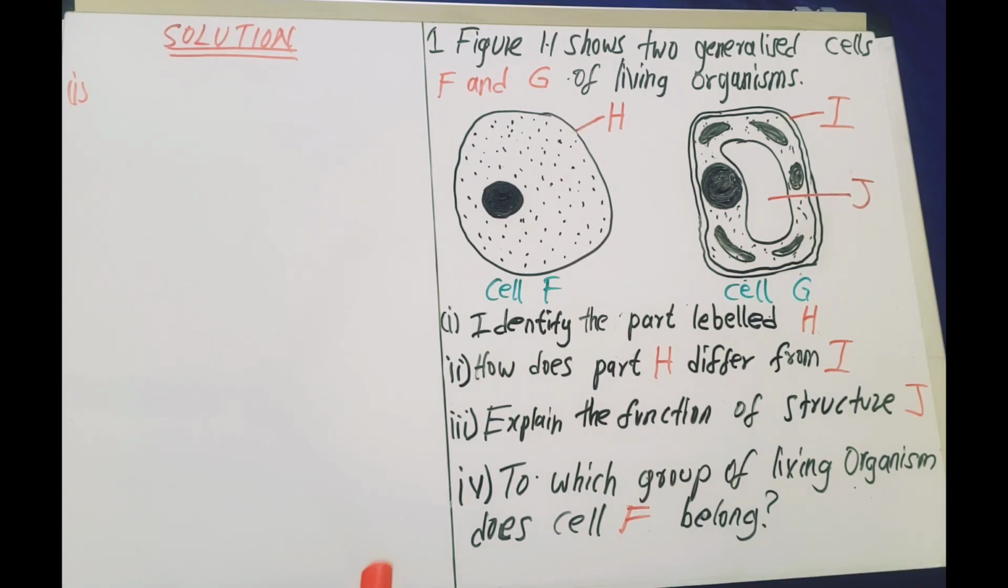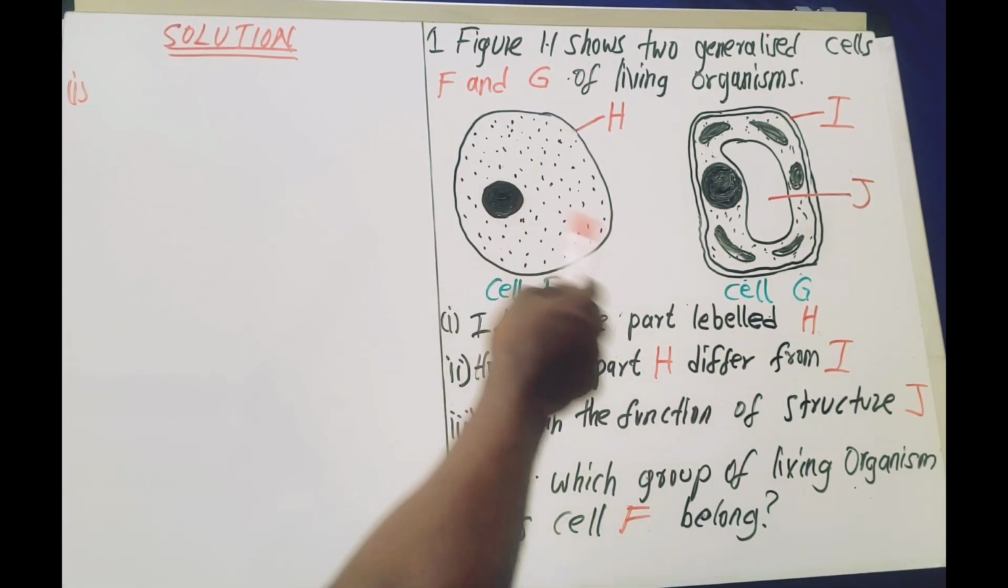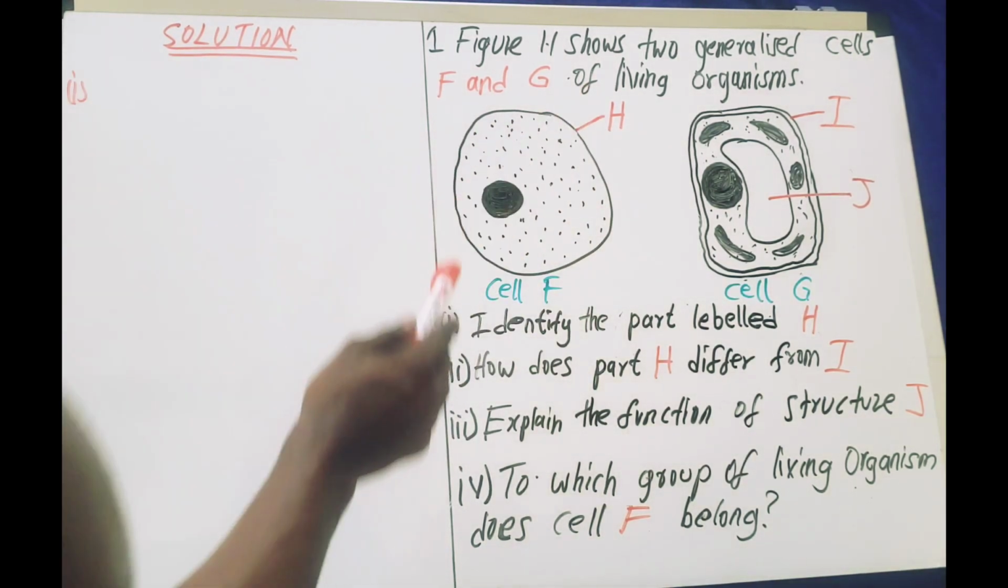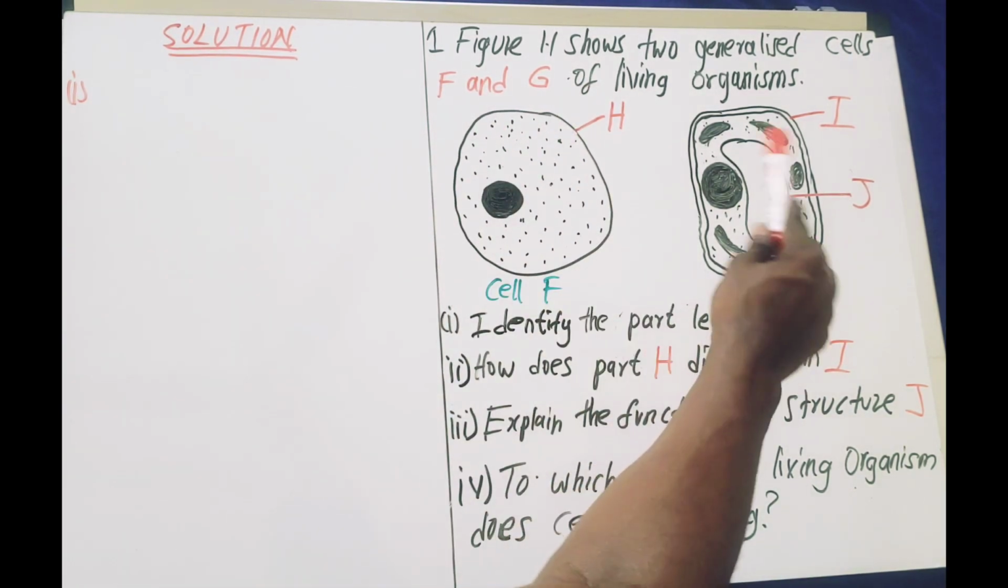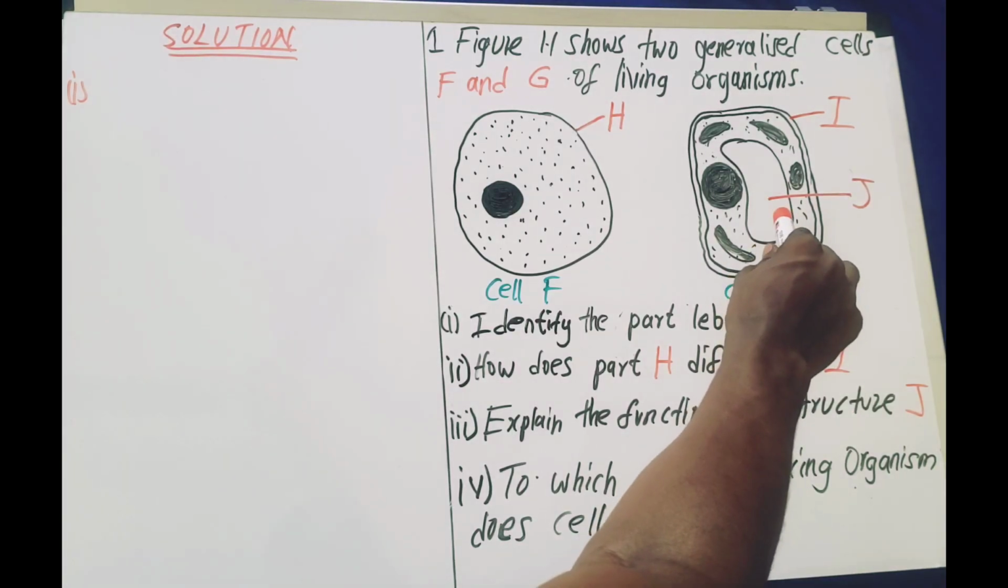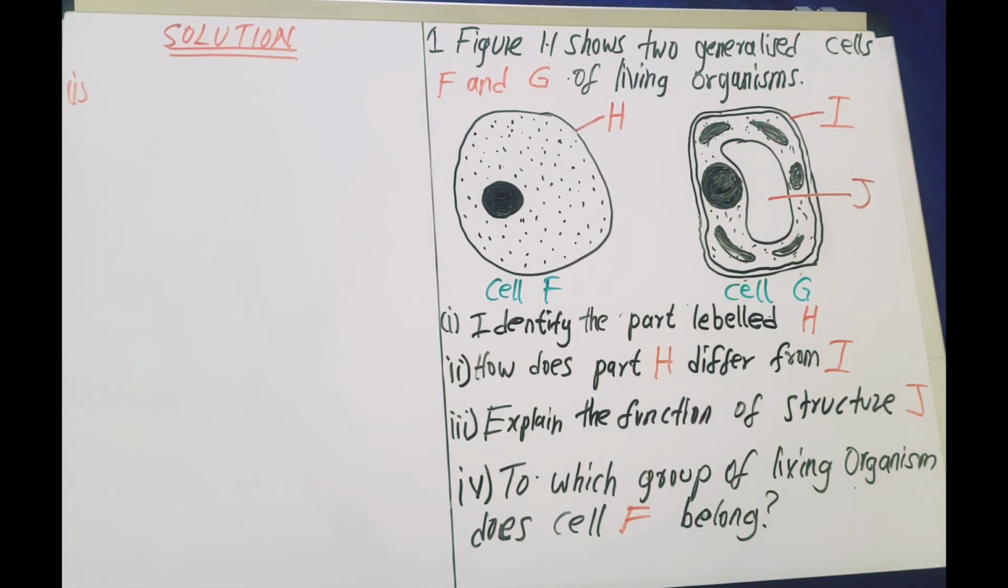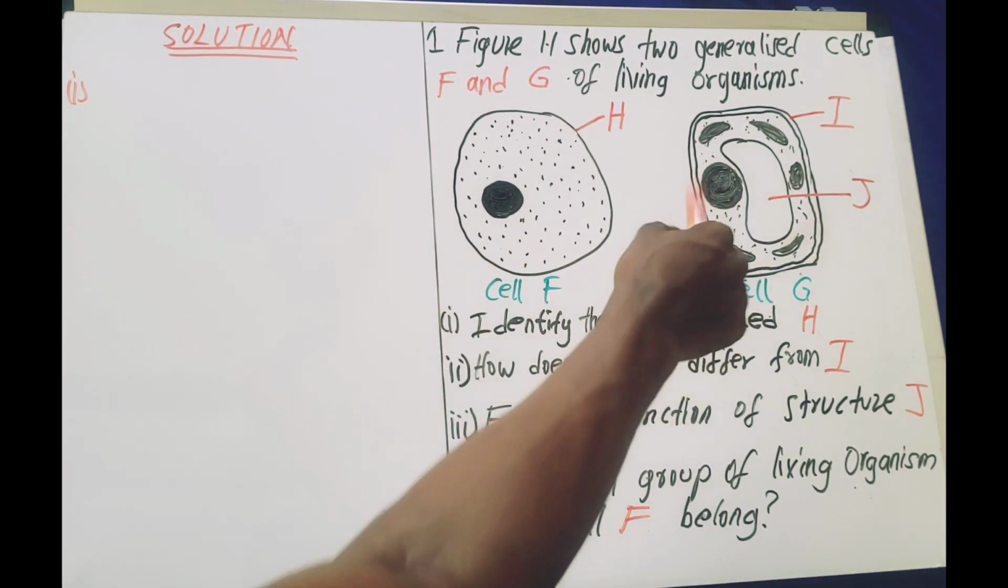Okay, and so this is cell F and this is cell G. And question 1 reads, identify the part labeled H. What is this part H? Because we have H and here we have J in the center there, and the outer part I. So what is H? Well, before you answer, you need to identify which cell is this and which is this.